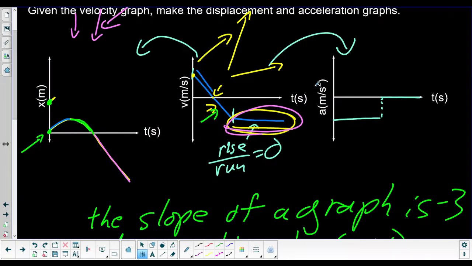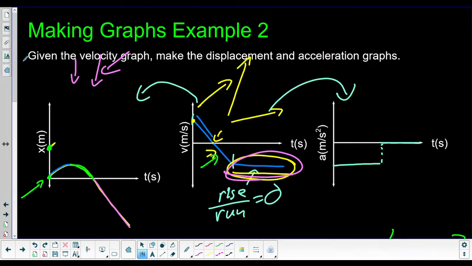So that's why we can't tell what the initial position is from a velocity graph, and we can't tell what the initial velocity is from an acceleration graph. It's because these are graphs of slopes, not of y-intercepts. So hopefully that helps you understand why that information is not there.